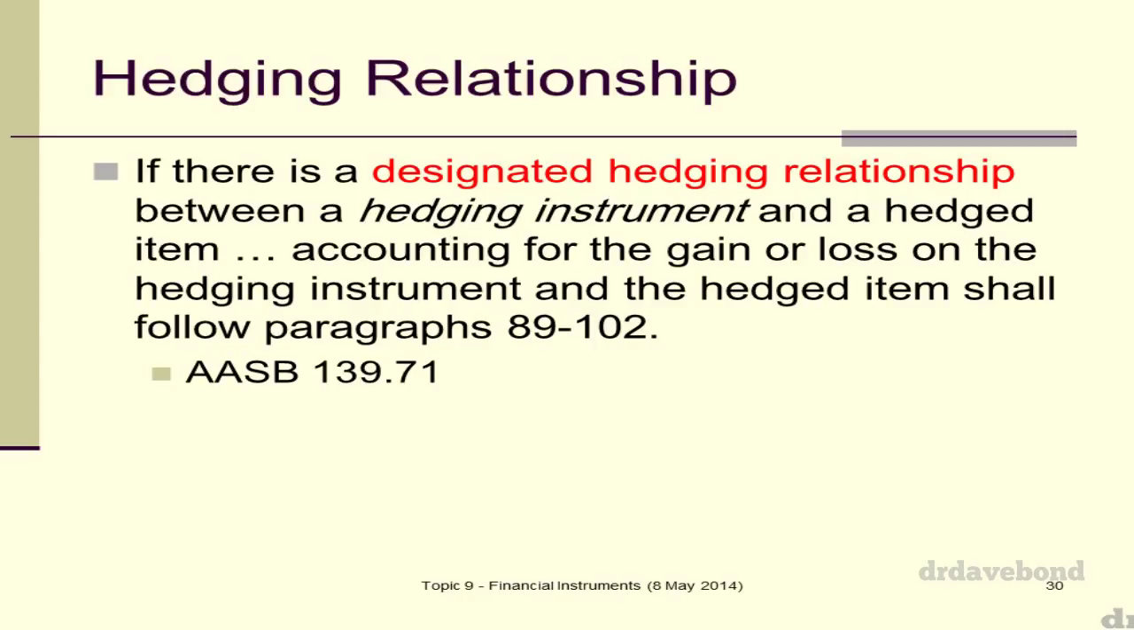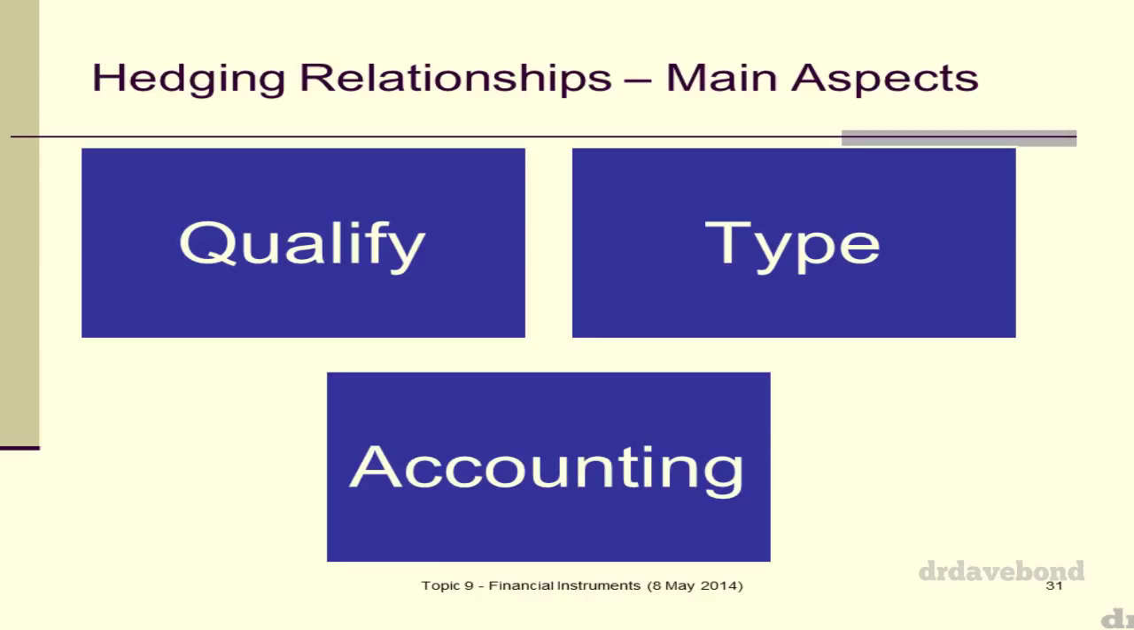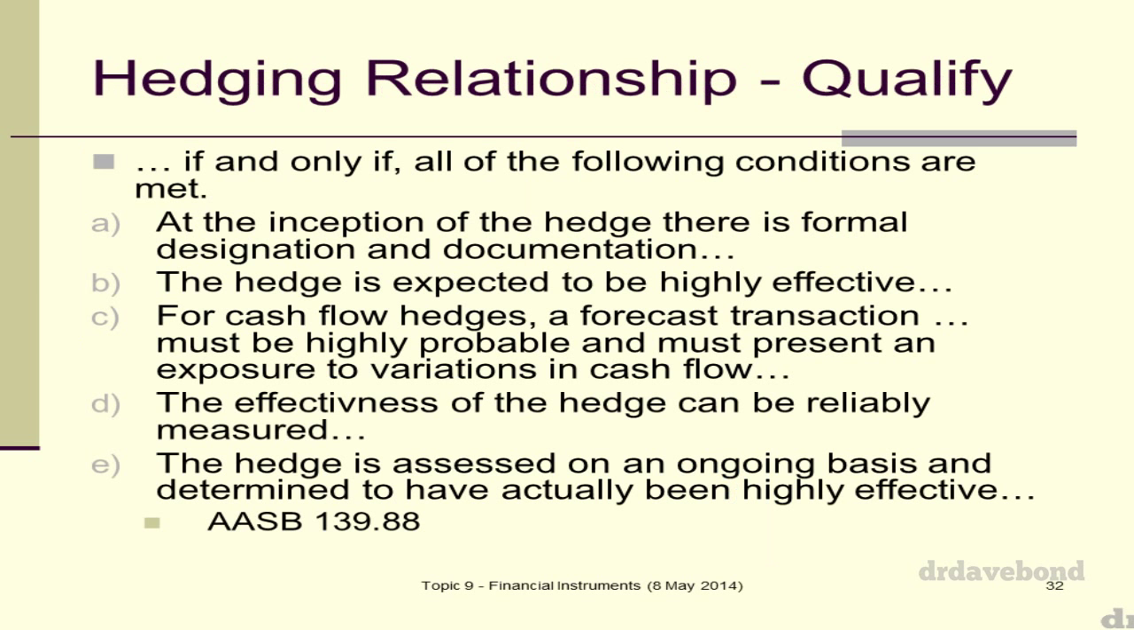So if there's a designated hedging relationship between a hedged instrument and a hedged item, accounting for the gain or loss on the hedging instrument shall follow paragraphs 89 to 102. And there are three things that we need to be aware of. Does the hedge qualify? Secondly, the type of the hedge, and then how we actually deal with the accounting for it.